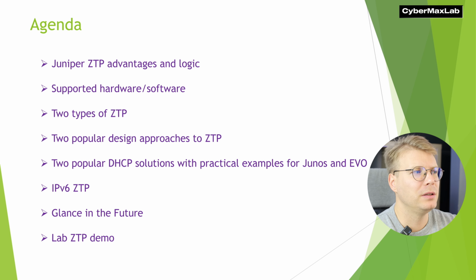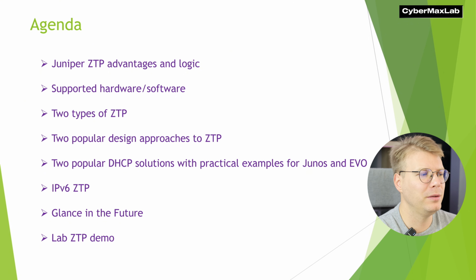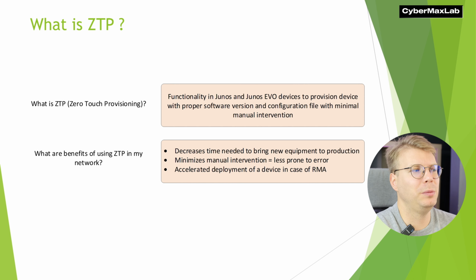And the agenda will start with a definition of what ZTP is, what are the components of ZTP and how we use it. Then we'll cover supported hardware and software. We'll talk about two types of ZTP. We'll cover popular design approaches to ZTP. We'll touch the DHCP solutions with the two options and practical examples for Junos and Junos EVO. And we'll talk about IPv6 ZTP. We'll glance in the future of ZTP. And we'll conclude with a lab demo. So let's start with what ZTP is.